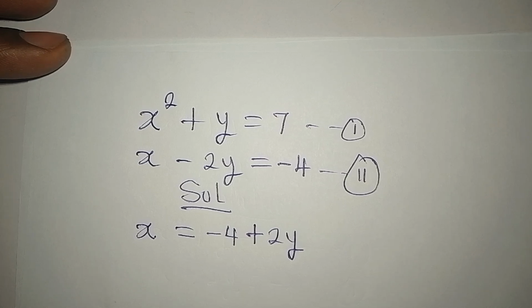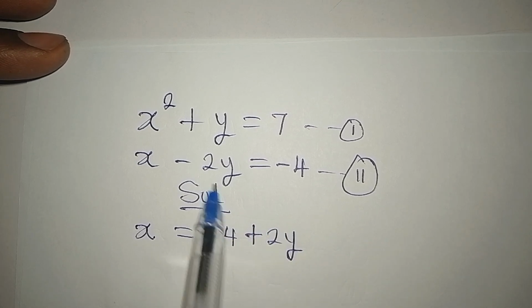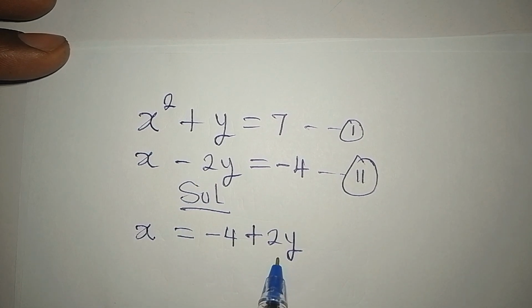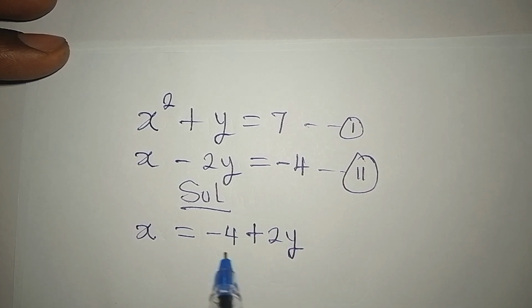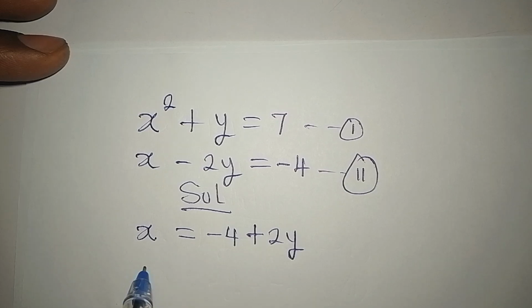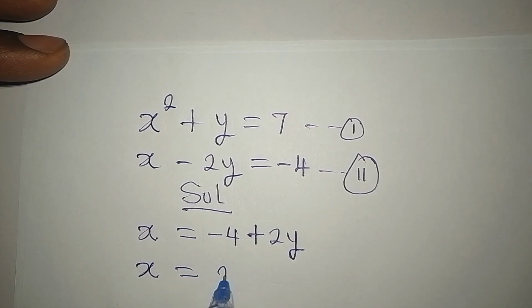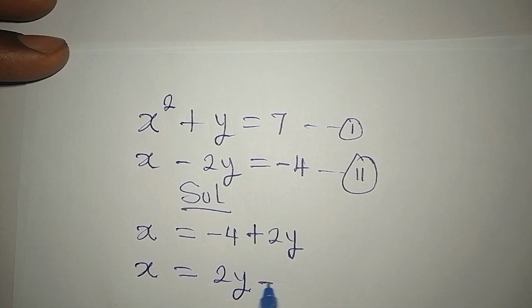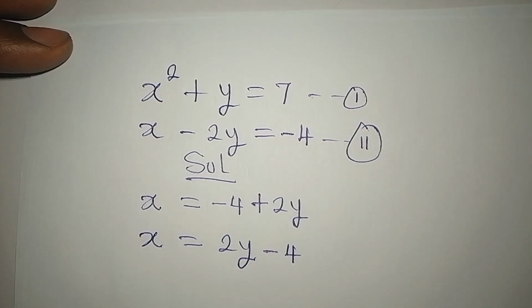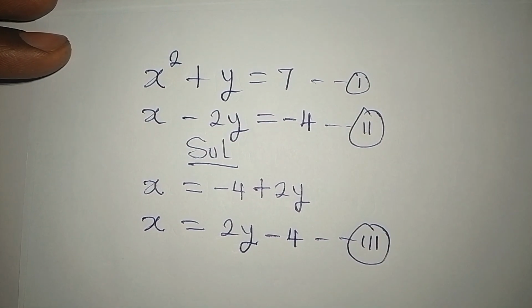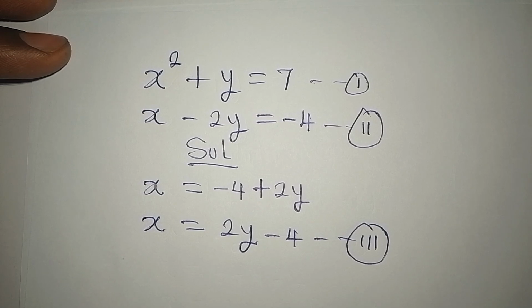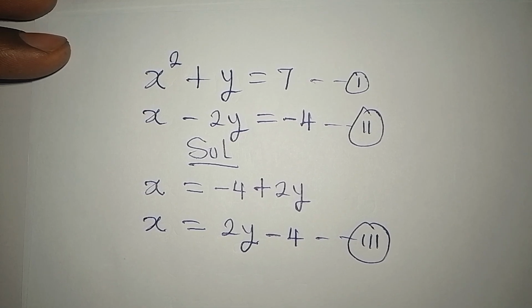This is because this minus 2y becomes positive on the right. But then it's advisable that we write the positive before the negative. So this means x is equal to 2y minus 4. This becomes our equation 3, and you must take note of this because we will be making use of it after getting the value of y.